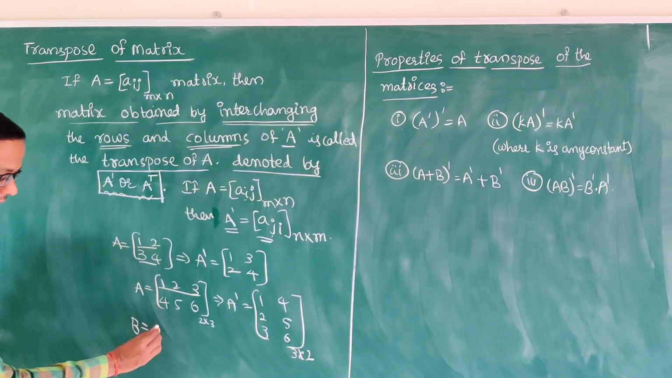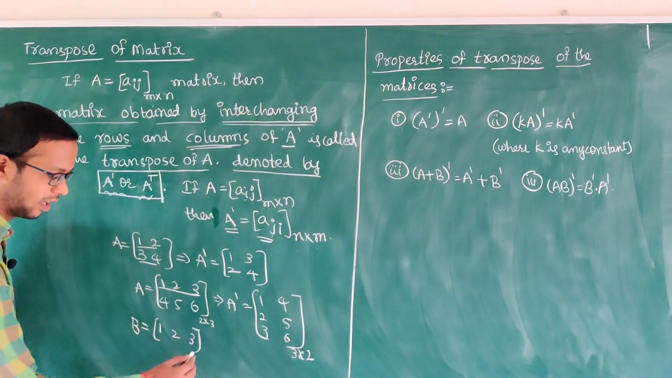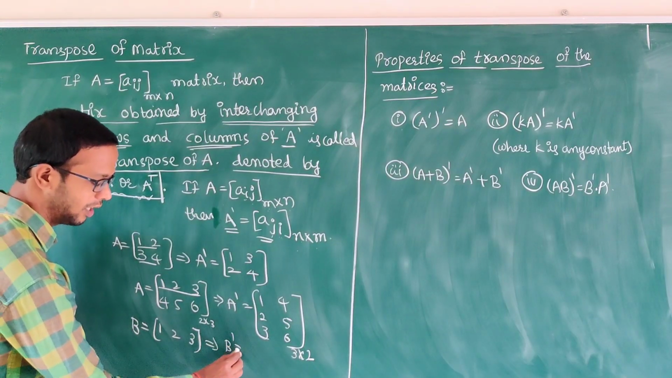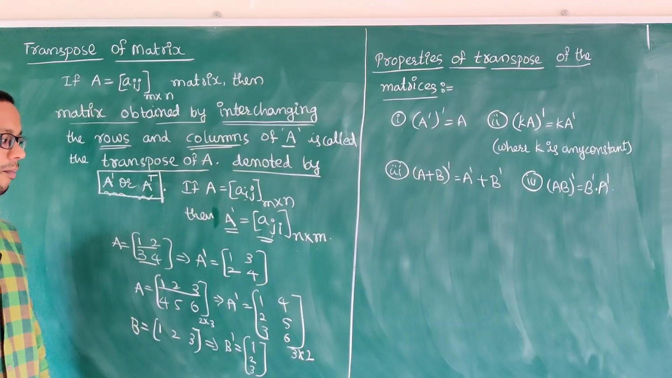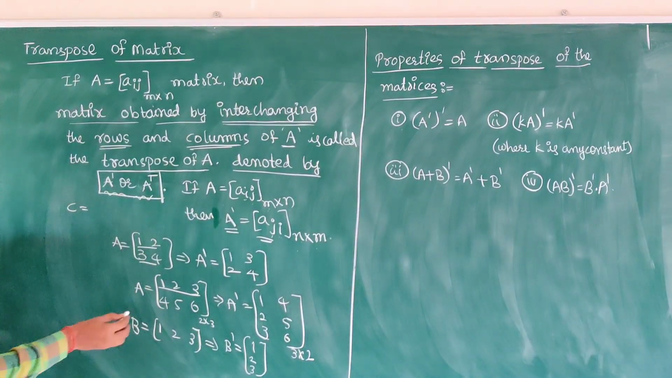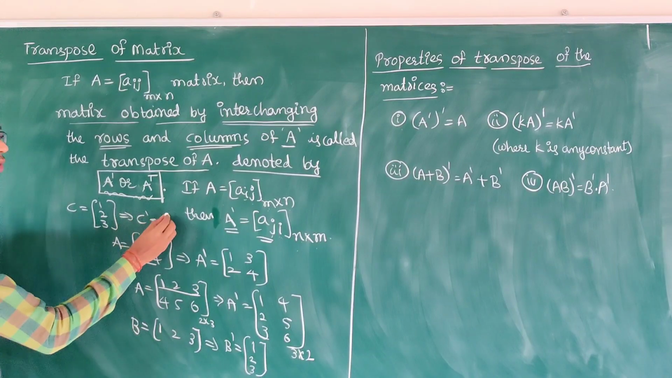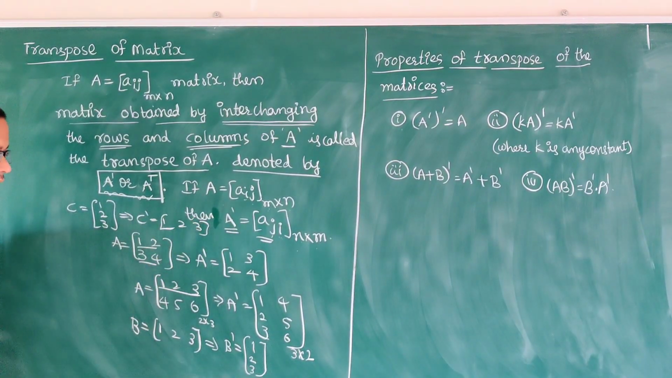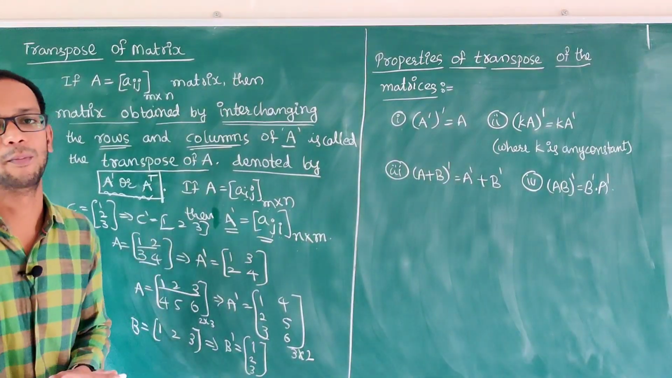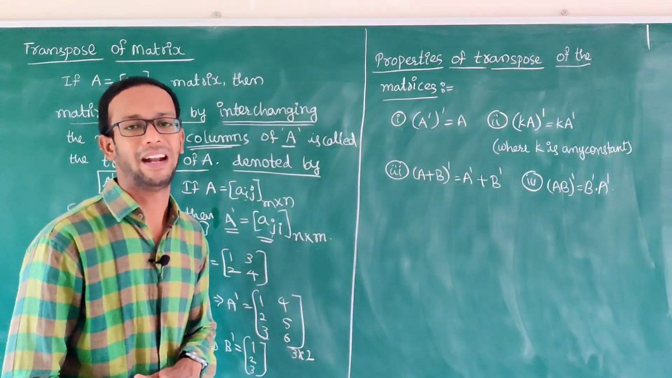One more matrix I am taking, 1, 2, 3. A single row is there. B dash means what will you get? A single column. If you have only a column, that implies C dash, what will you get? The column written as a row, 1, 2, 3. Rows written as columns, that is also the same. So this is one important concept in matrices, the transpose of a matrix.